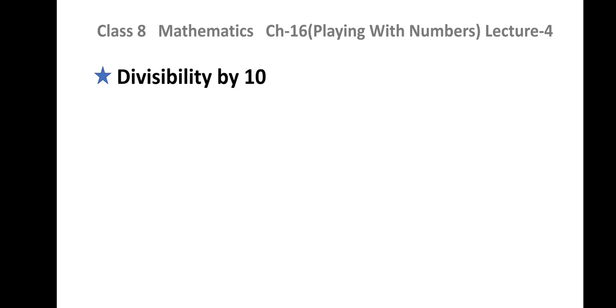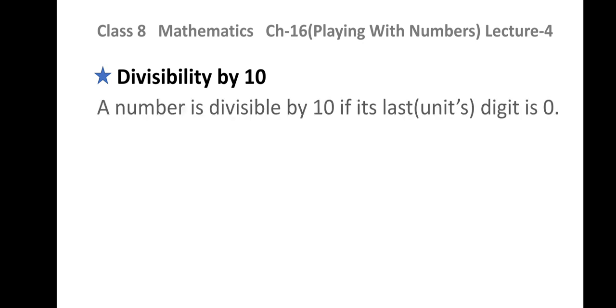The divisibility rule of 5 is simple, and likewise the rule for 10 is similar. Now let us see the divisibility by 10. A number is divisible by 10 if its last or units digit is 0. Simple as this. If you see a number whose last or units digit is 0, then you can straightforwardly say that it is divisible by 10.